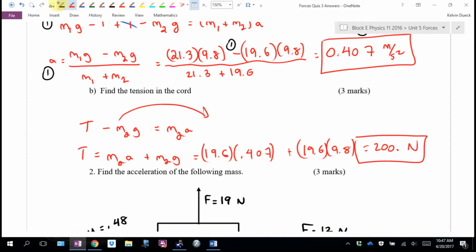1 mark, 1 mark, half mark, half mark. But if you got the right answer, 3 out of 3.